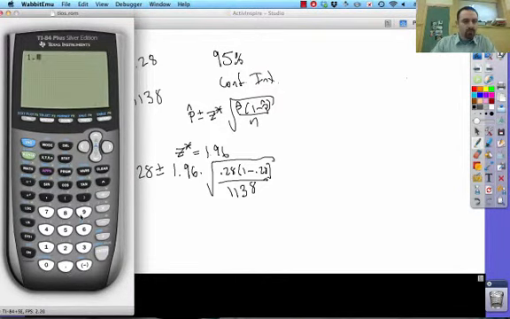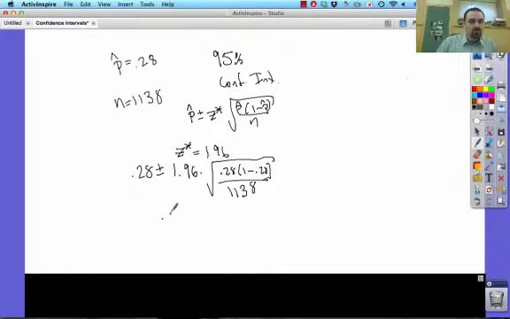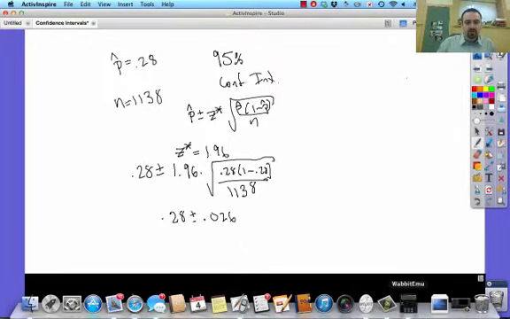So I'm going to do 1.96 times, I'll put my square root, 0.28 times 1 minus 0.28. I need another set of parentheses so I get a fraction in there. So I'm going to do second insert, divided by 1138, and we end up with 0.026. We'll leave it at 3 decimals. So 0.28 plus or minus 0.026.